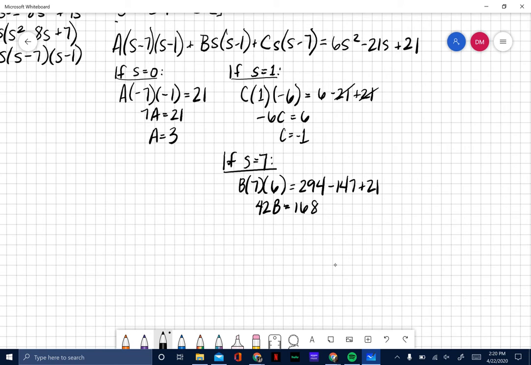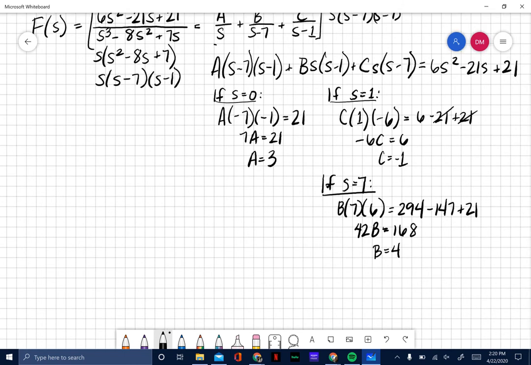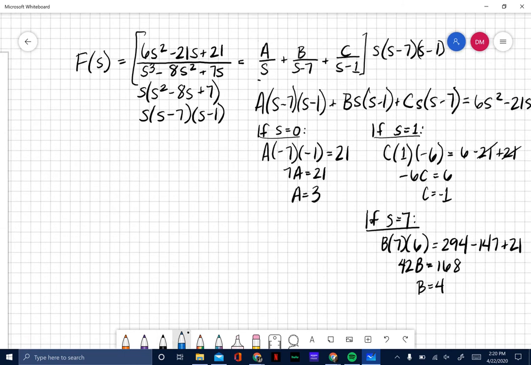And if that's the case, then I can solve and b equals 4. So we actually didn't have a lot of complications with solving for A, B, and C here, which is nice. That doesn't necessarily happen all the time, but that happened this time. So let's go back to what we had up here.